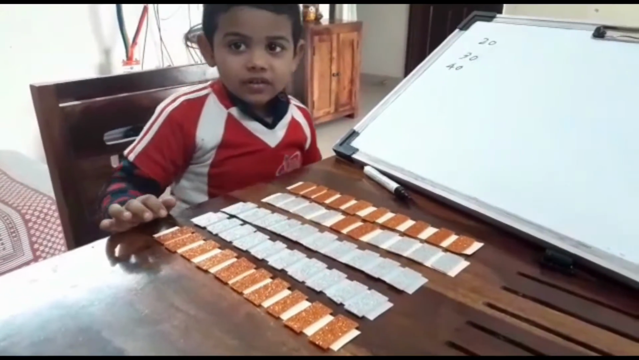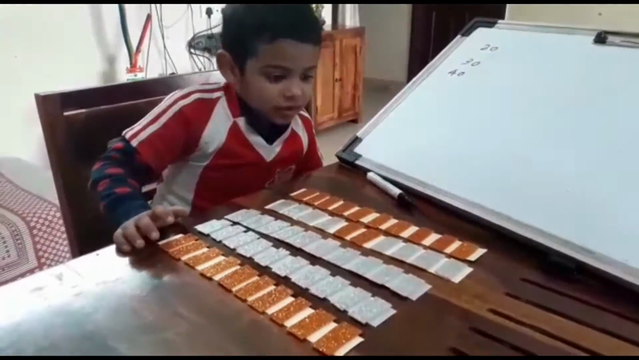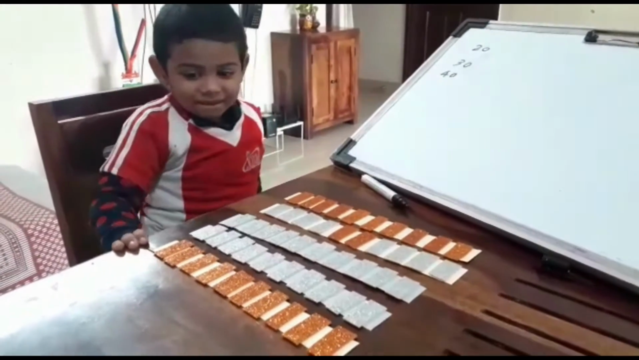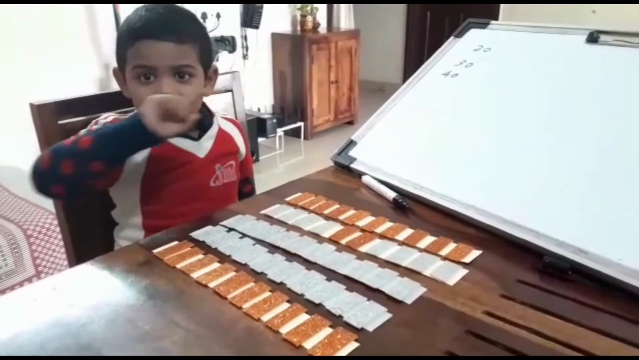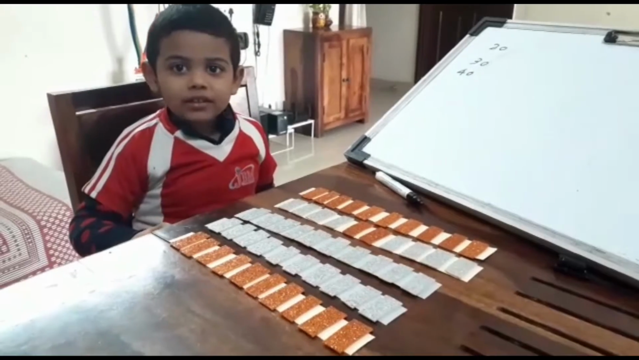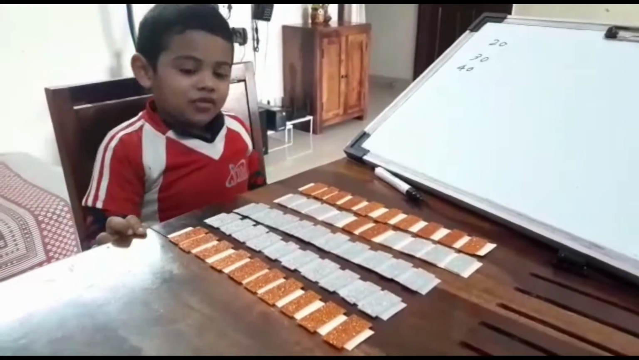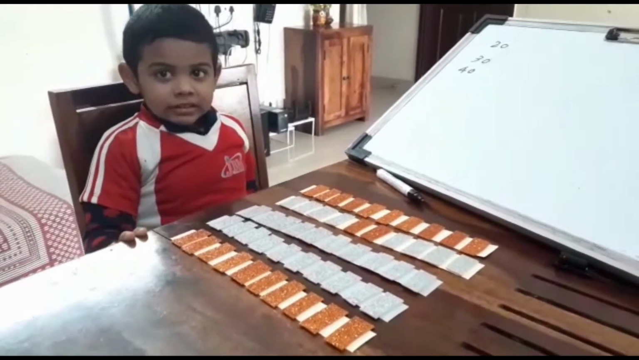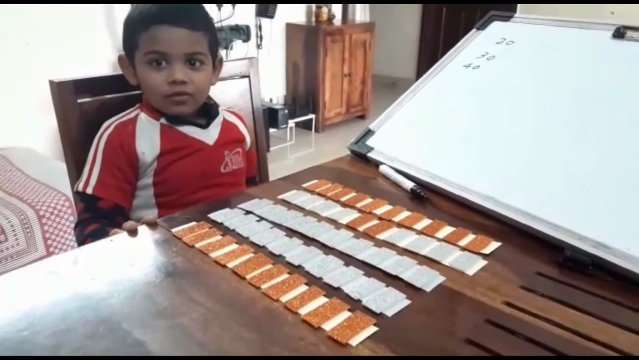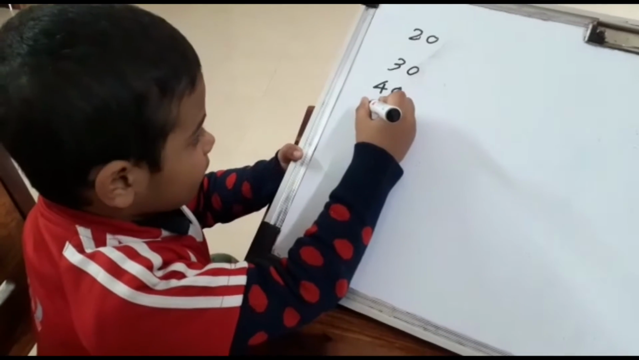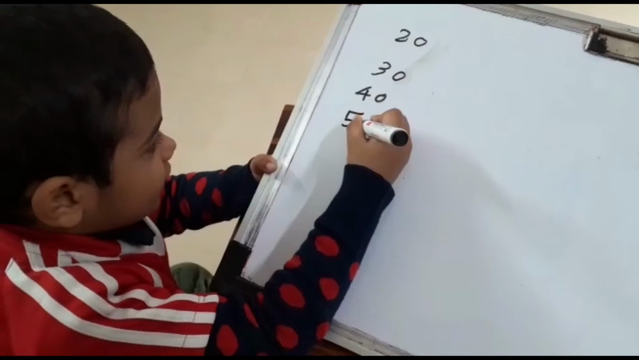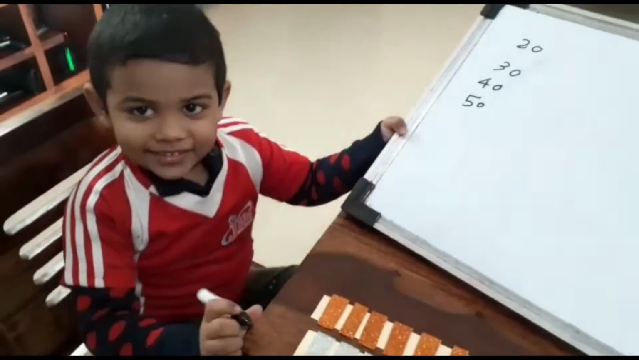1, 2, 3, 4, 5. 5 tens will make 50. How do you write 50? Keep in mind. This makes one what? 15. Read, please. 5, 0, 50.